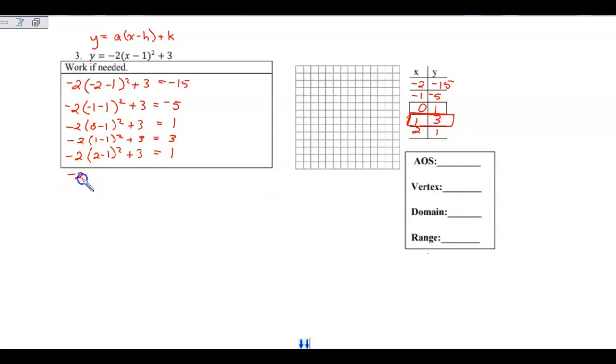And so I have negative 2 times 3 minus 1 squared plus 3. 3 minus 1 is 2. 2 squared is 4. 4 times negative 2 is negative 8. Negative 8 plus 3 is negative 5. So now that I've done that, I'm actually going to graph these 5.